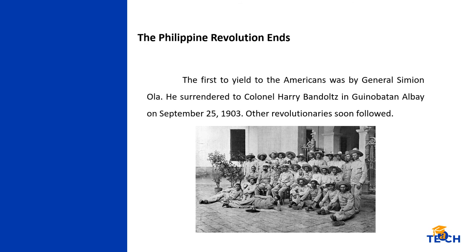The Philippine Revolution ends. The first to yield to the Americans was General Simeon Ola. He surrendered to Colonel Harry Bandaltz in Guinobatan, Albay, on September 25, 1903. Other revolutionaries soon followed.